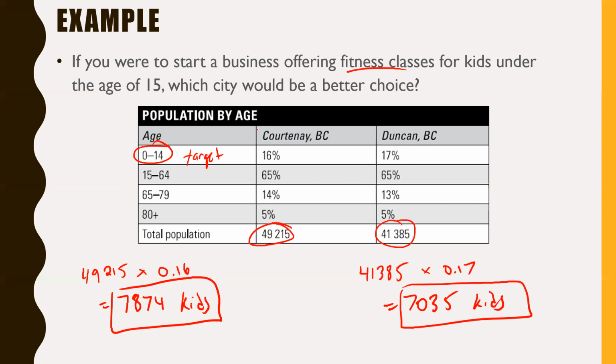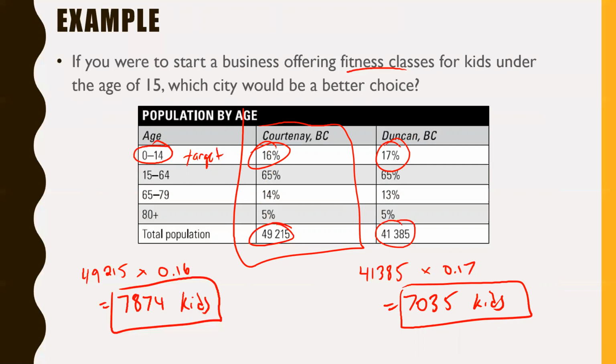So if you were starting fitness classes, that implies that you're probably going to be taking a registration fee from every student that signs up. And therefore, having more possible kids to draw an audience from would probably be better. Now, the reason this question's significant is if you didn't really do any calculations, you might have said, oh, Courtenay, BC, 16% is in the target audience, whereas Duncan, BC is 17%, and 17 is bigger than 16, so it's got to be Duncan, BC. But that doesn't really tell the full story. If you look at the full population, it's clear that there's a lot more kids in that age range in Courtenay, BC. So I would say Courtenay, BC is probably the better choice.